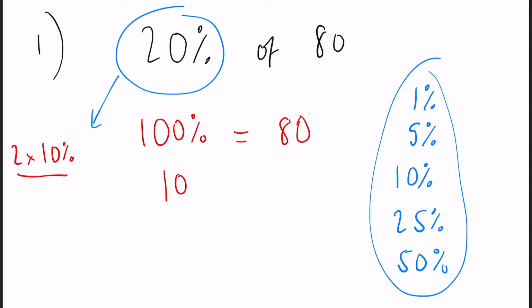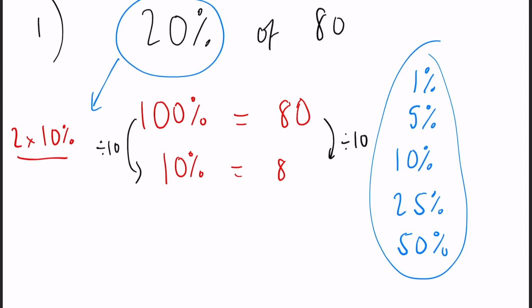So if we start with 100% as 80, what do we do to get from 100% to 10%? Now, as some of you might be able to see, all we have to do is divide that by 10. And just like with fractions, whatever you do to the left-hand side, we must do to the right-hand side. So 80 divided by 10 is simply going to be 8. Okay, now that we know what 10% is, just like our building blocks, we just need 2 lots of that. So 20% is just going to be 2 lots of 8. So that's going to end with 16, and that's going to be our final answer.